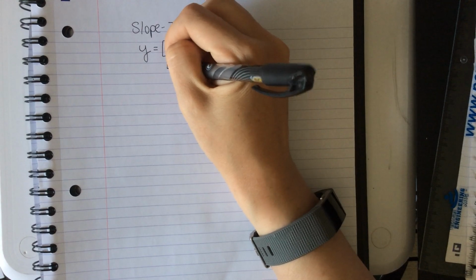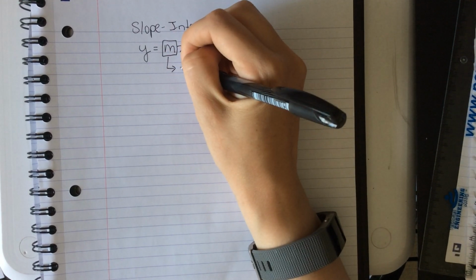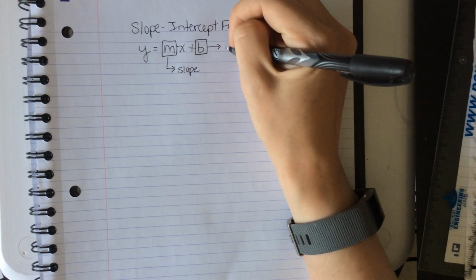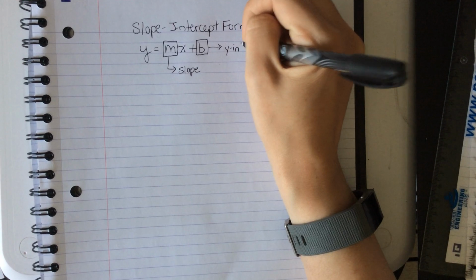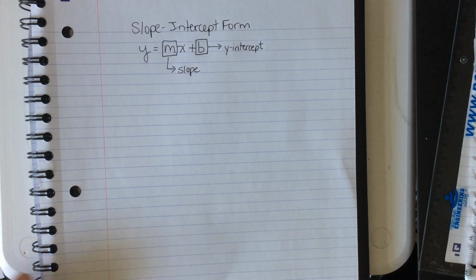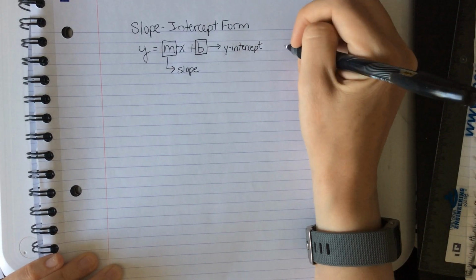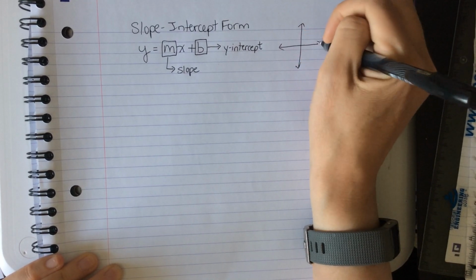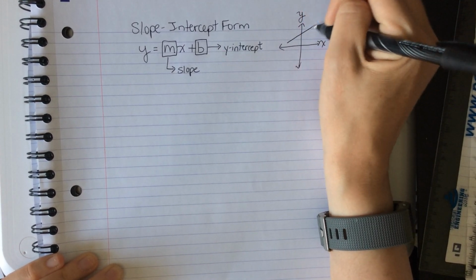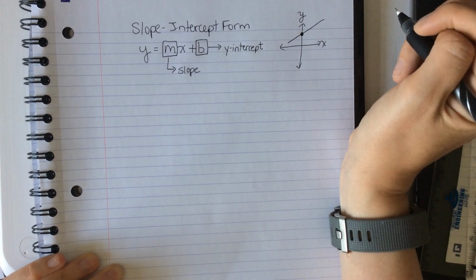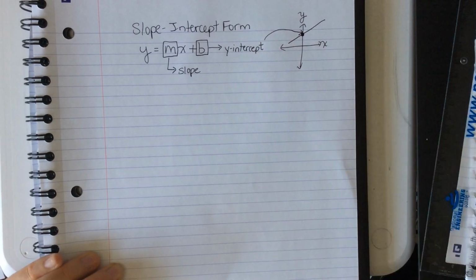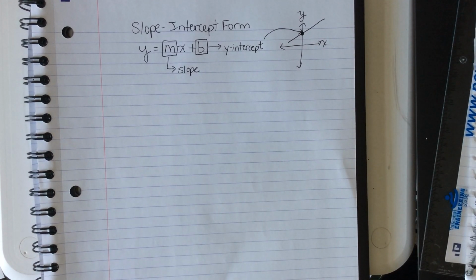In this form, the m value represents the slope of the line, and the b value represents the y-intercept, or where on the y-axis the line crosses. If I have a Cartesian plane here with my y-axis and my x-axis, for my line, wherever it crosses the y-axis, that is my y-intercept. It's that point where it crosses over that y-axis, or that vertical line.